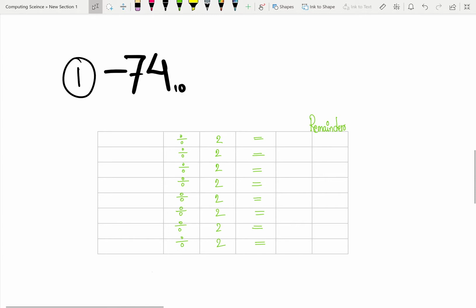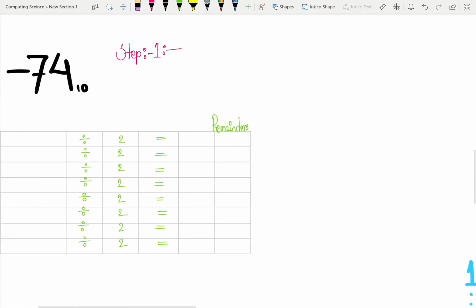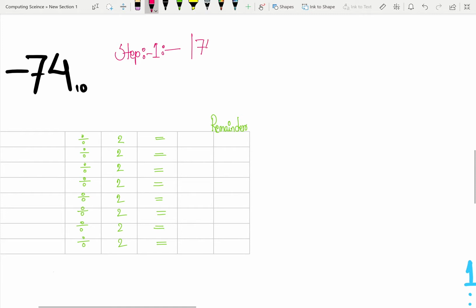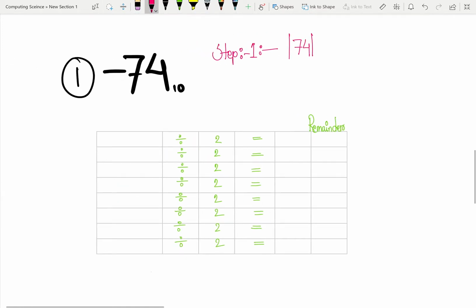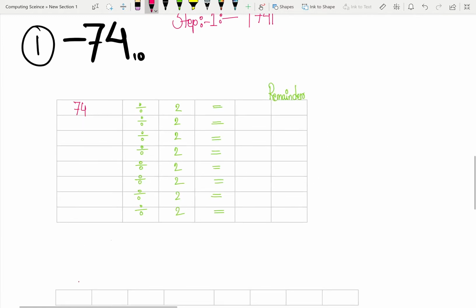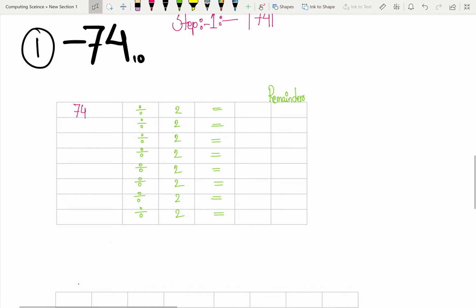This is going to be more interesting. So minus 74. Dealing with a negative number is quite different. You have to add 2 or 3 steps more. Step 1: you take the absolute value of 74, so it makes it positive. So let's treat 74 as a positive number.